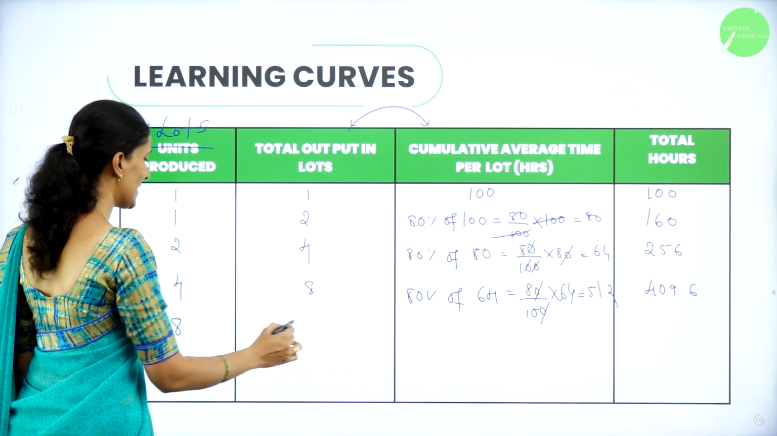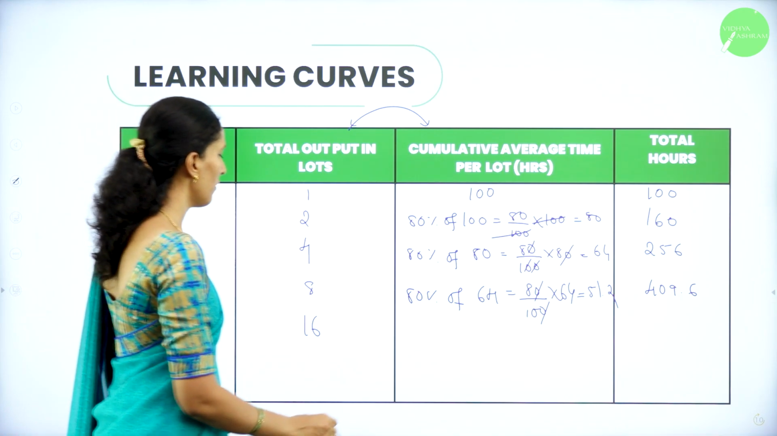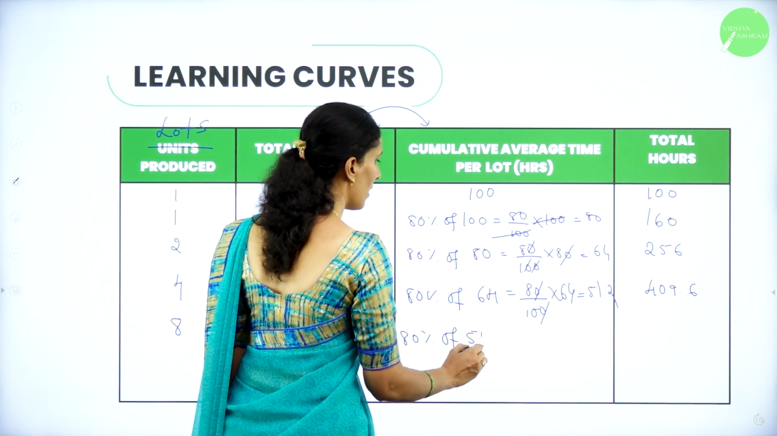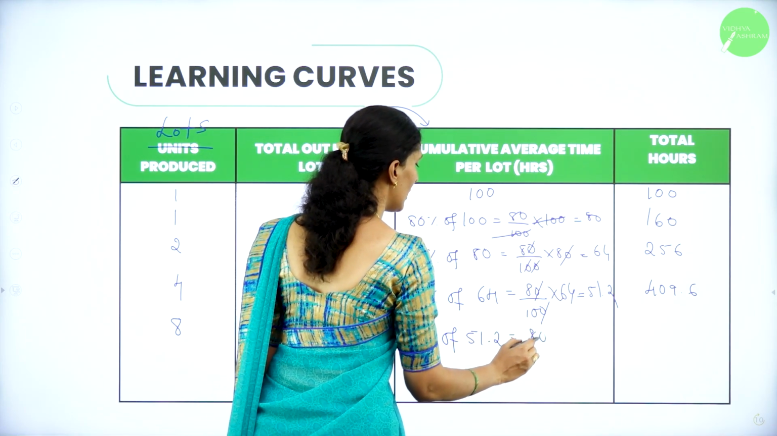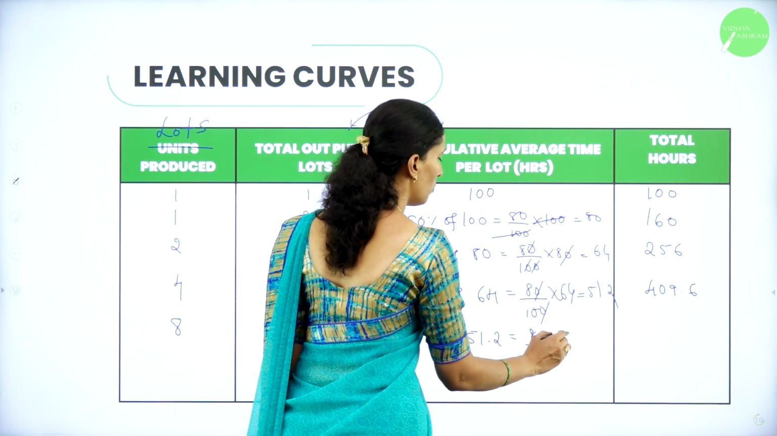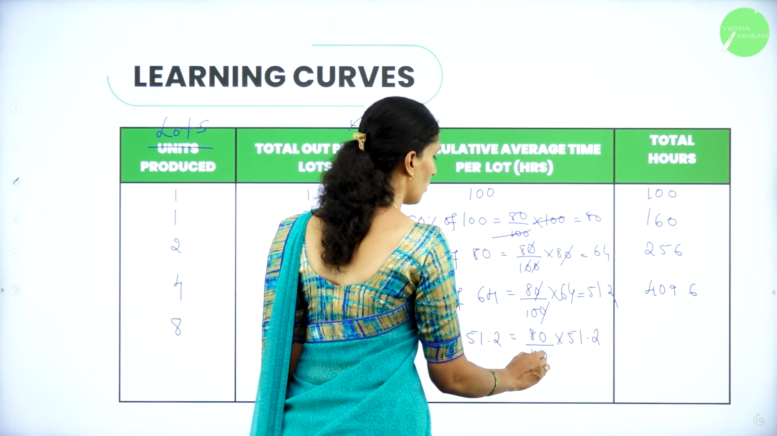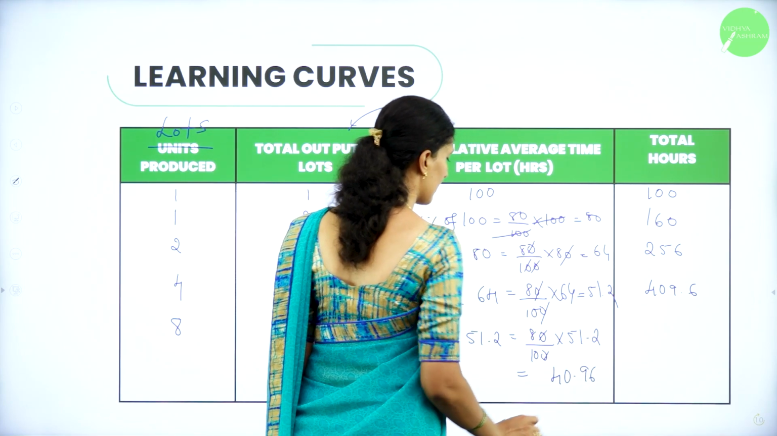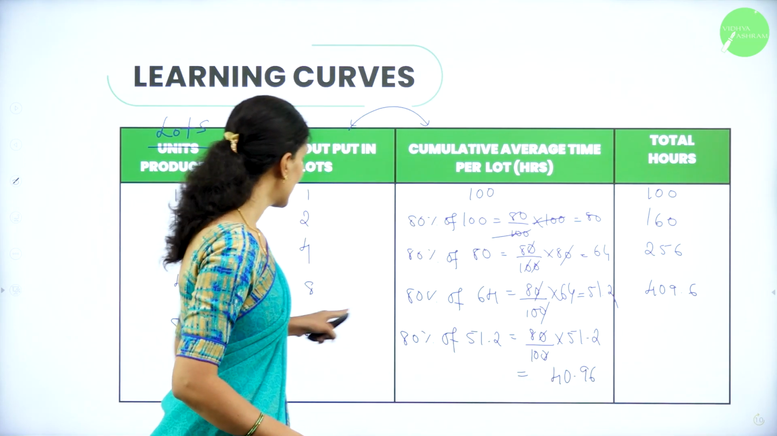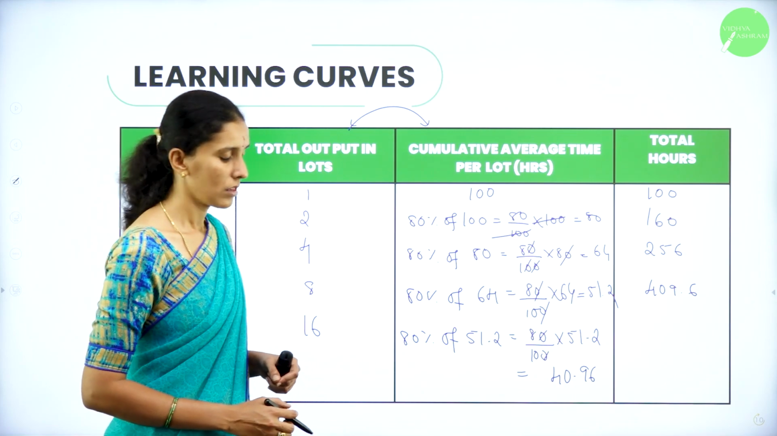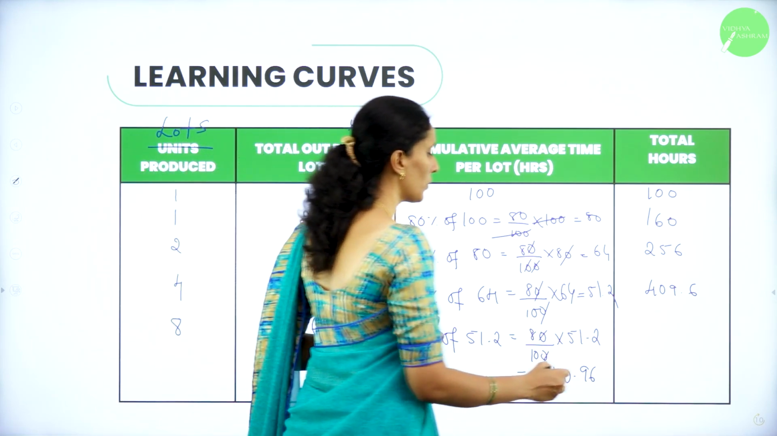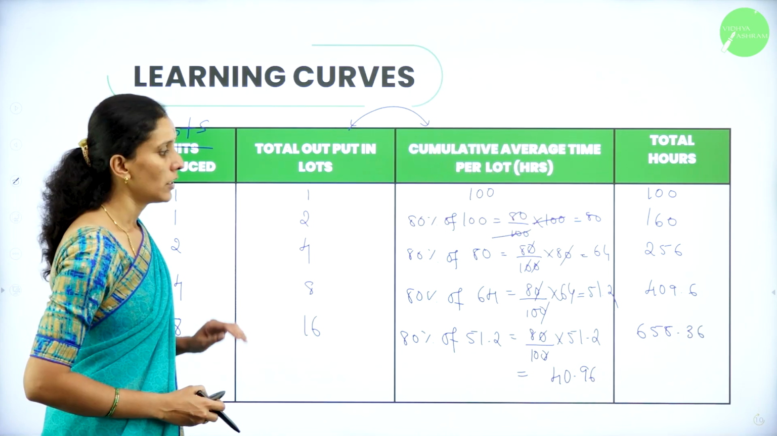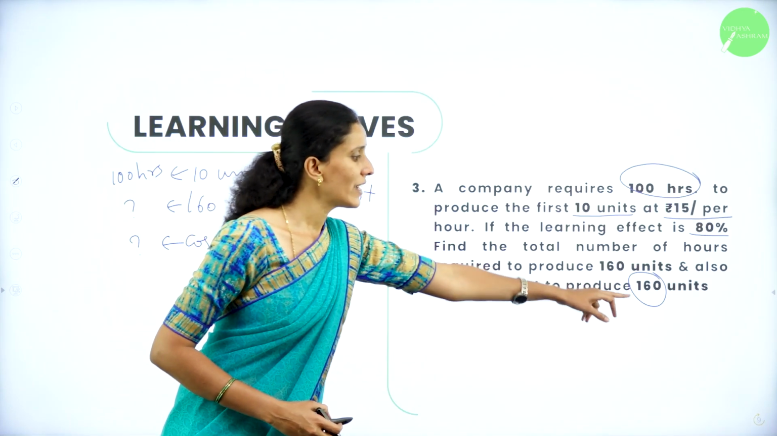Next, units produced is 8. Total units is 8 plus 8, 16. So therefore, 80% of 51.2, which is 80 by 100 into 51.2, is equal to 40.96. Next, 40.96 into 16. That is equal to 655.36 hours. So, we have to produce 160 units.